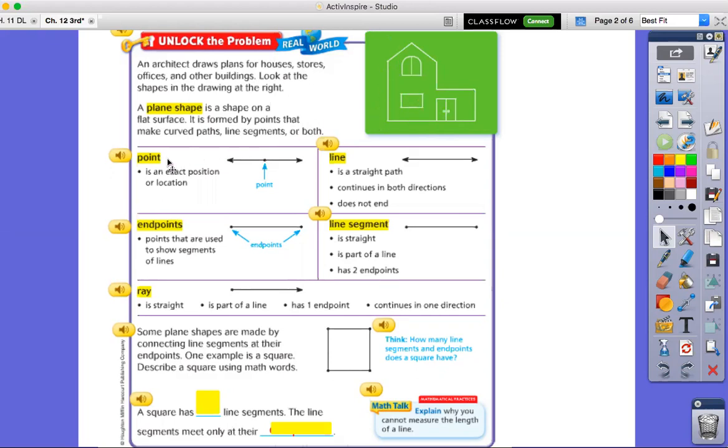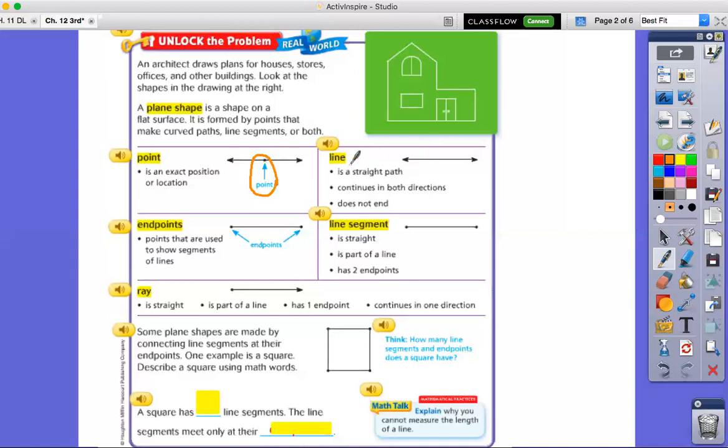So let's look at some of our terms, our vocabulary for this chapter. A point. A point is this. This is the point. It means the exact location, the exact position. So this point right here, it means the exact location. This point is at the middle of that line. Okay, so now let's look at the line.